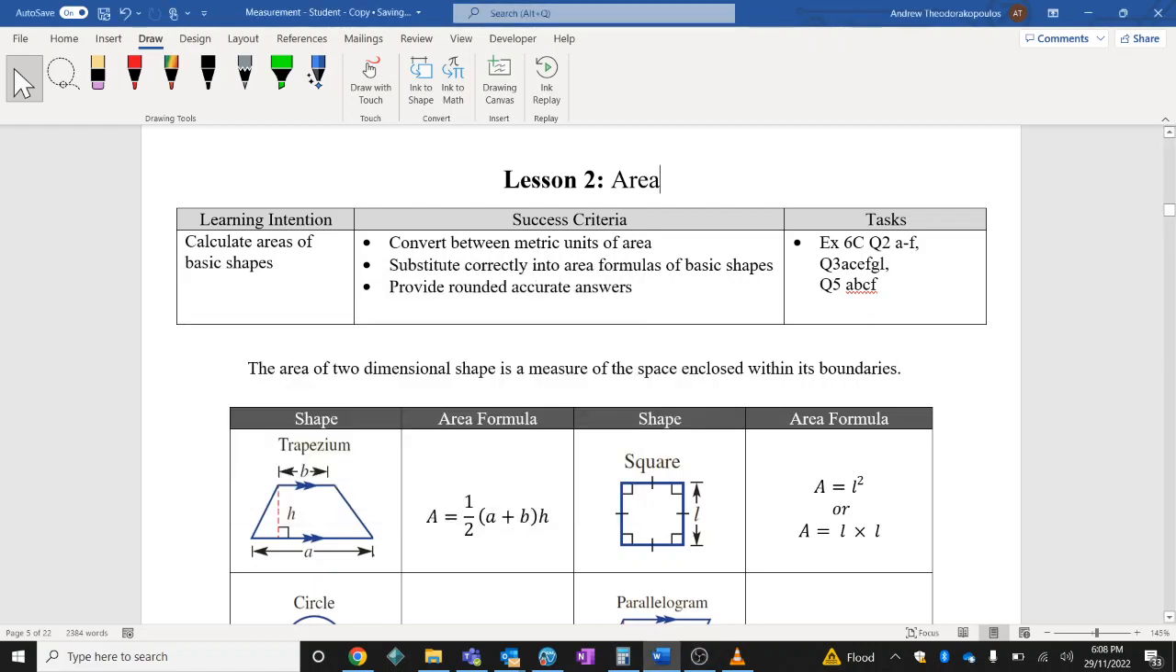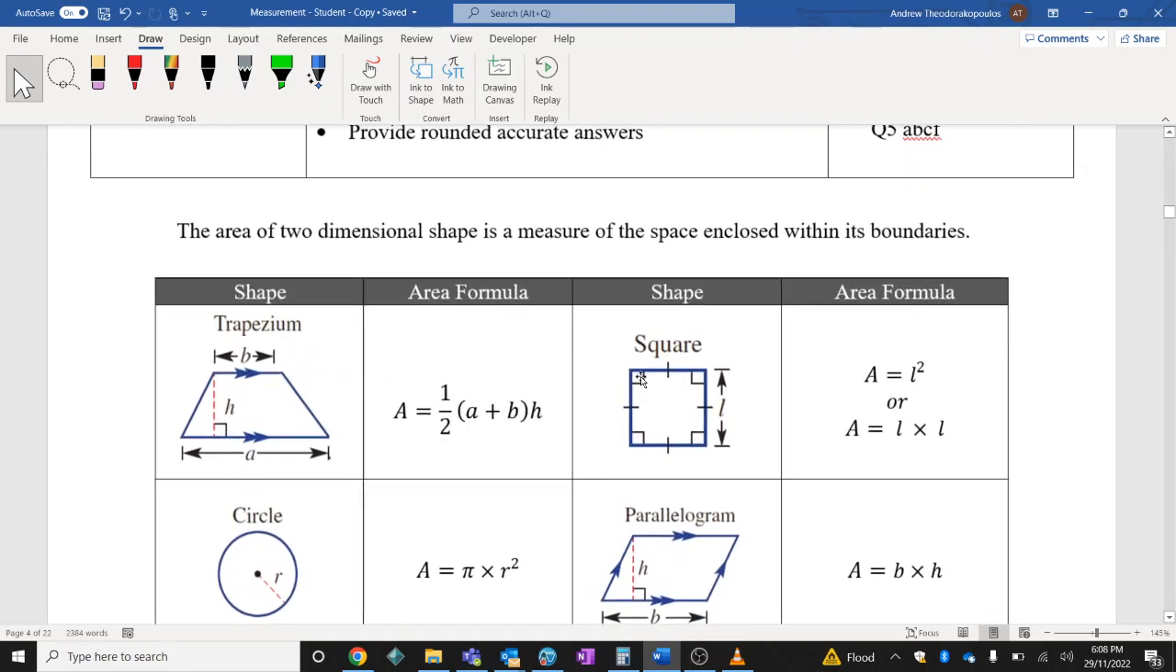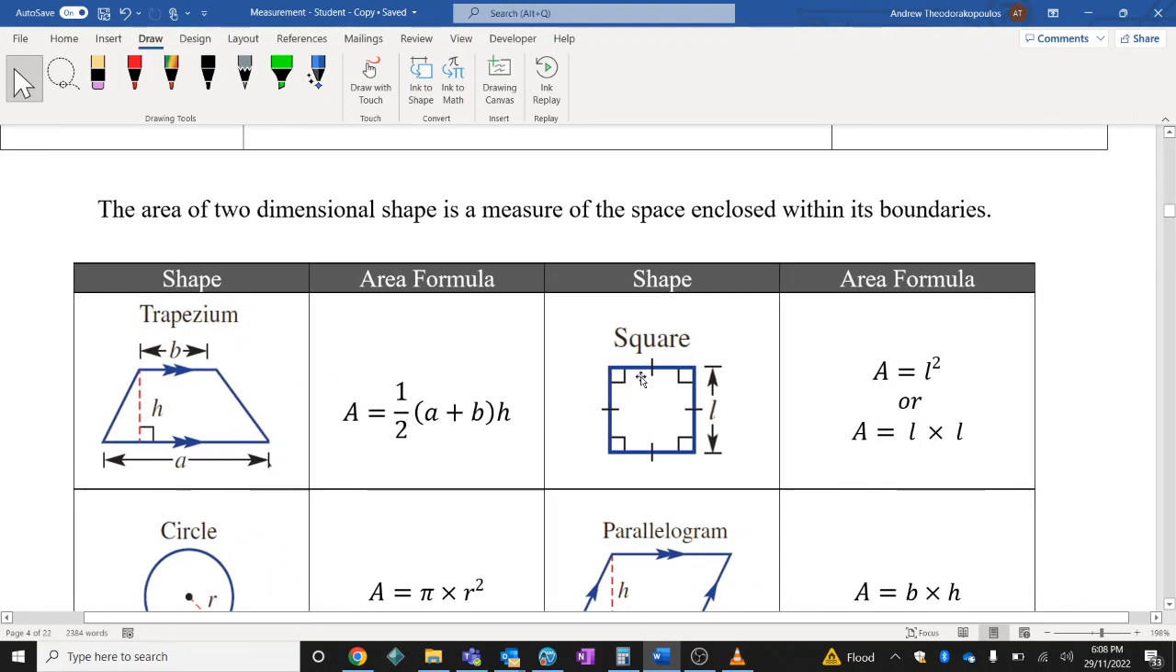Alright, so welcome to lesson 2 of the measurement unit, and we're looking at area. Hopefully by now you've done some years' worth of area in measurement, whether that's just finding the areas of a rectangle, a square, a circle, and that's it. But we're going to do a couple more shapes. So let's introduce the formulas, and this is something that you definitely need to have in your summary sheet when you're getting ready for the test.